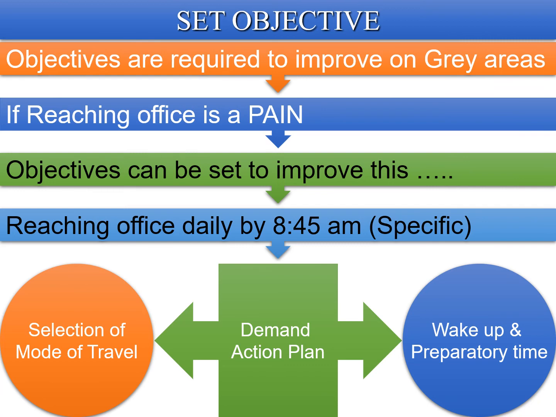And for doing that, I need to change my wake up time, I need to change my start time, I need to change my mode of travel from day 1 to day 2 or day 2 to day 3, and so forth and so on. So this is how basically the objectives got to be set in order to improve a process or in order to improve your gray areas.